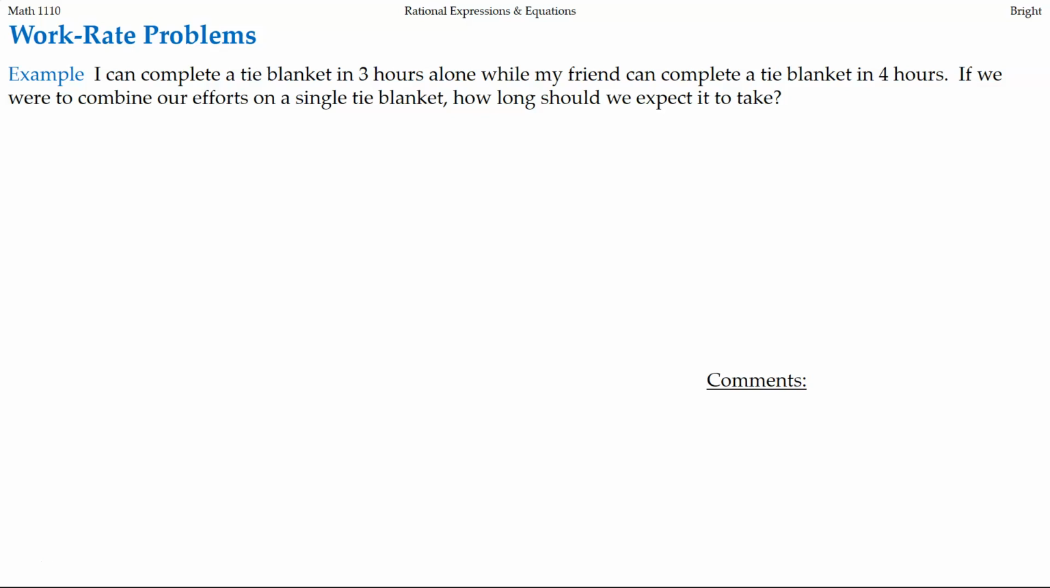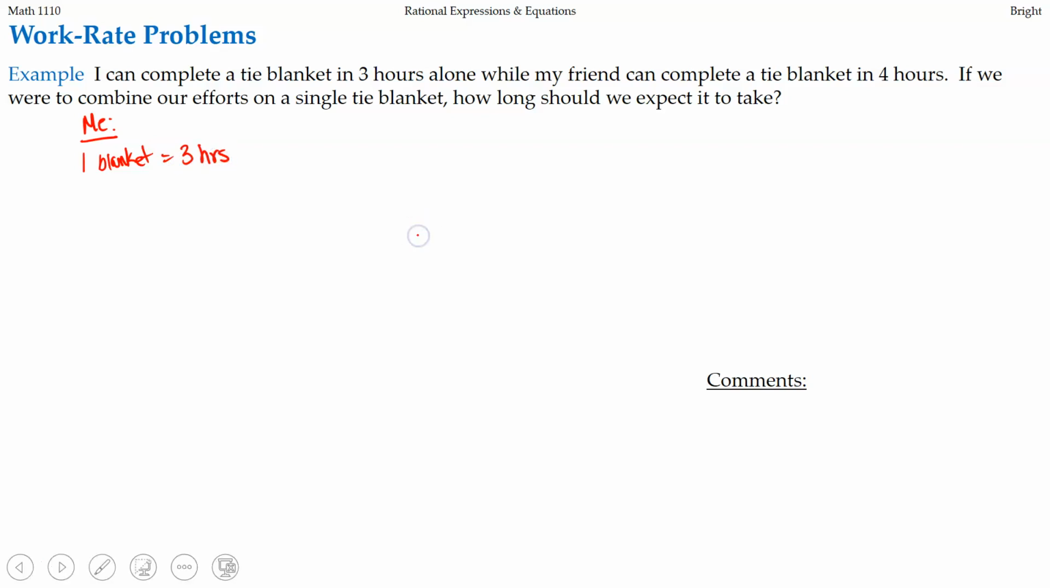Here's what we know. It takes me, one tie blanket, I can complete in 3 hours. Or another way of saying it is that I get 1/3 of a blanket done in 1 hour. Okay, similarly, my friend.